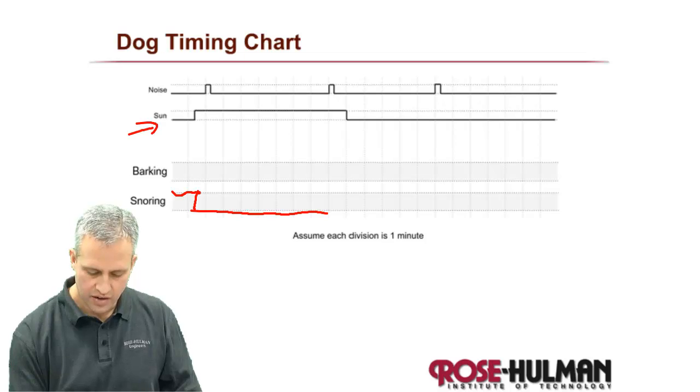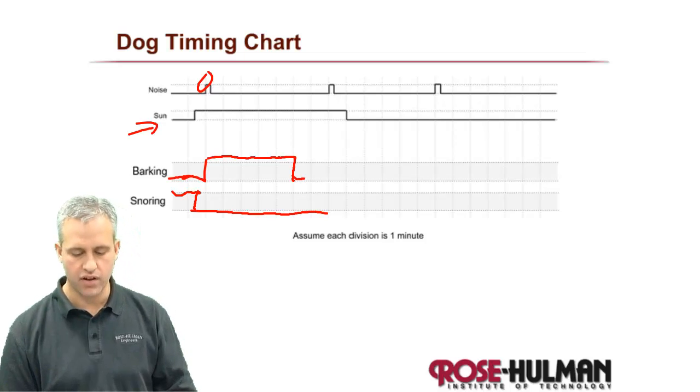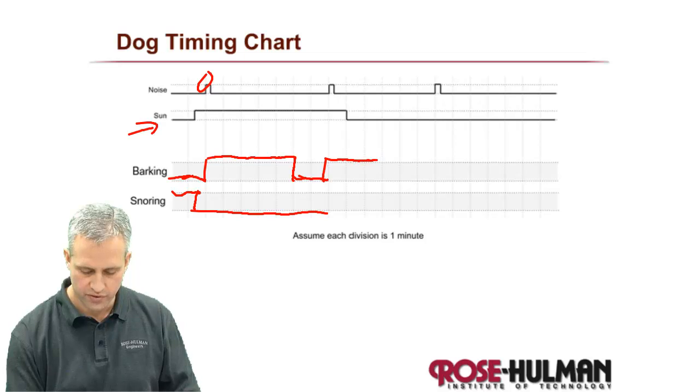If he hears something, so here he heard a noise, what you should do is start barking at that spot. He's going to bark for a total of 5. And then in this part right here, he's done barking. The sun's up, so he must be on the couch, right? So make sure your finite state machine catches that. Here he hears another noise, so he barks for 5.